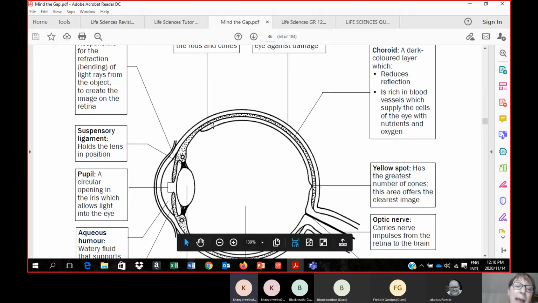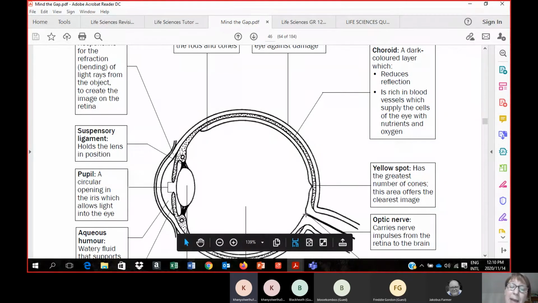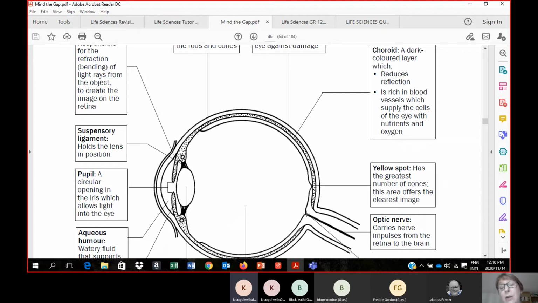And then we've got this inner layer, which is the retina, which is very, very important. So it contains your photoreceptors, your rods and your cones, and these allow you to see in bright light, in dim light, and also to see different colors. There is your yellow spot, which has a very high concentration of cones. So this is where the sharpest image is. And then you've got the blind spot, where if the image actually falls there, you won't actually be able to see it, because there are no rods and cones there.